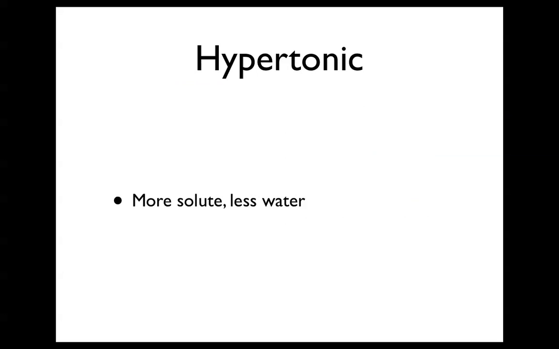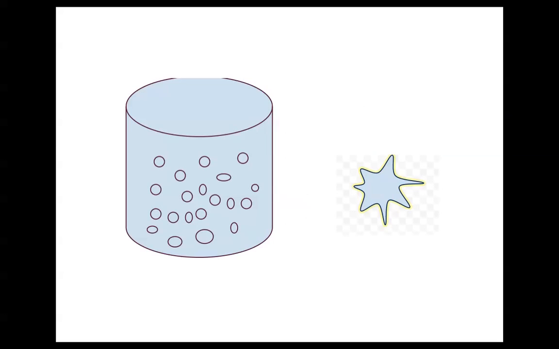Secondly, hypertonic solution has more solute and less water. This is how it looks. As you can see, it has more solute than the isotonic solution, and the problem is that the cell loses water, and so it shrivels and eventually dies.